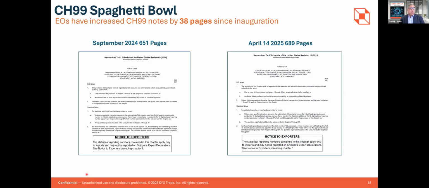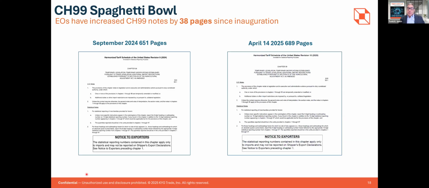And we're getting calls from our clients telling us that their brokers are pushing back and asking the importer of record to figure out which of these Chapter 99 codes apply to their shipment. Moreover, there's a value allocation that could need to take place. There could be exceptions, exclusions. It's getting very confusing, even for the best of the best brokers.